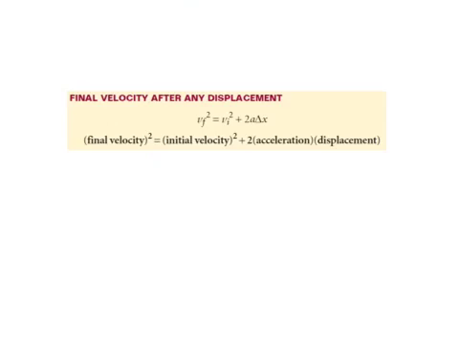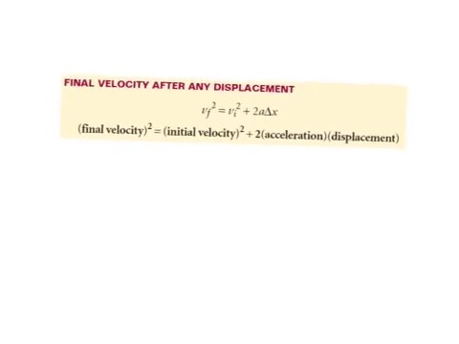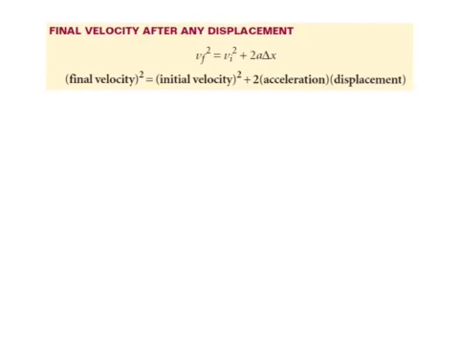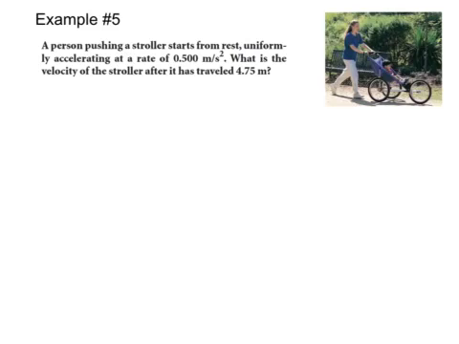Now we're going to look at our final constant acceleration equation. Here we have final velocity after any displacement: Vf squared equals Vi squared plus 2ax. This is the fourth of our 4 acceleration equations. Let's look at an example using it. We have a person pushing a stroller starting from rest. The uniform acceleration is a rate of 0.5 meters per second squared. What is the velocity of the stroller after it's traveled 4.75 meters?